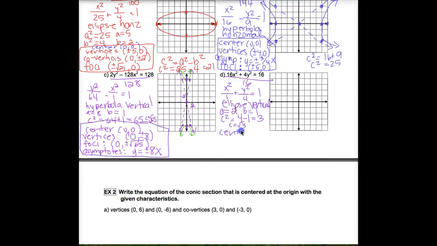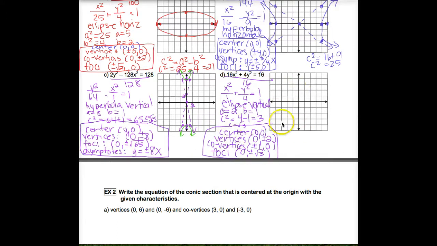So I've got center at 0, 0. Vertices going to be my a, and this is vertical, so it's going to be on the y-axis, so 0 plus and minus 2. My co-vertices are going to be at plus and minus 1, 0. And then my foci are going to be on the same as my major axis, so 0 plus and minus radical 3. So important info. Now I just got to graph it.